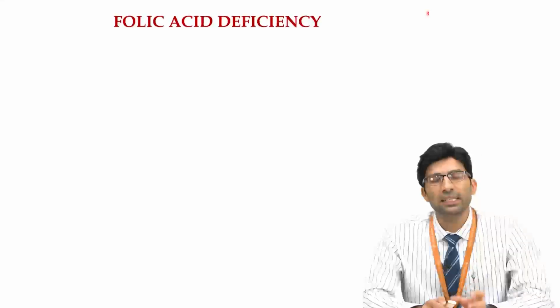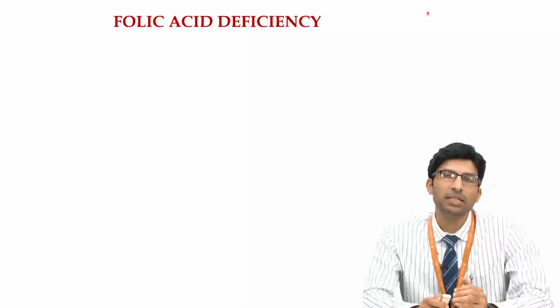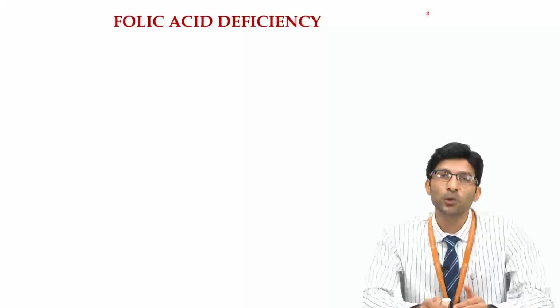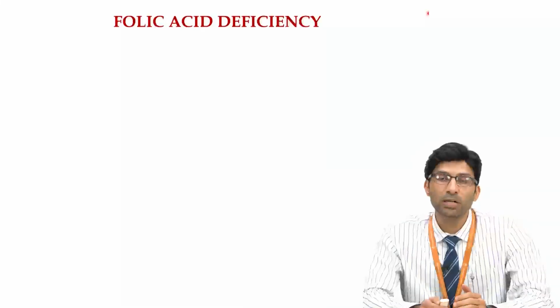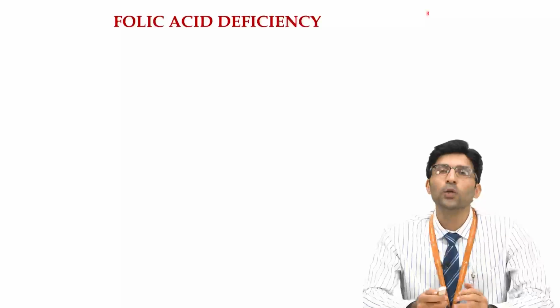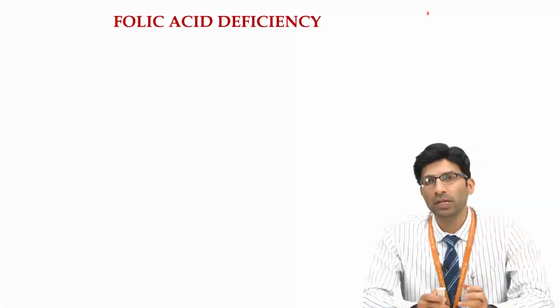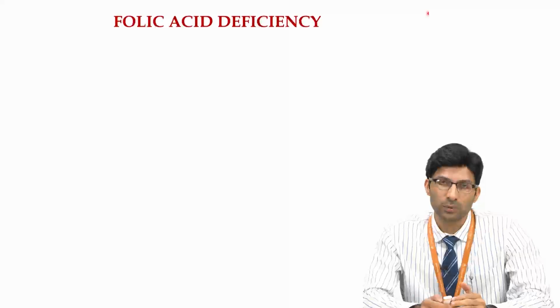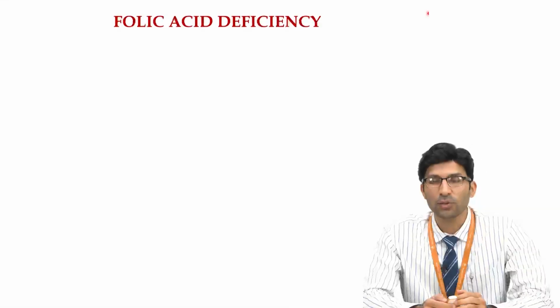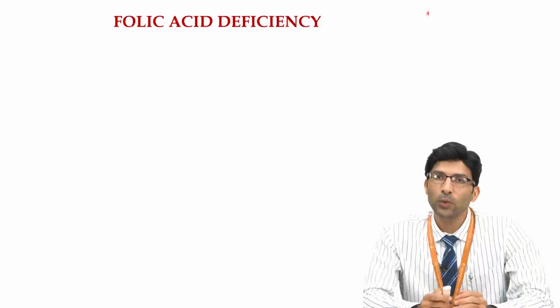So, folic acid deficiency. Now, we have already established that we do not synthesize folic acid as humans, we take folic acid in the diet. But this folic acid has to be converted into tetrahydrofolate to be utilized in many different metabolic reactions and is important for one carbon transfer. It is also important for purine and pyrimidine synthesis, maturation of erythrocytes, and also to prevent the neural tube defect.